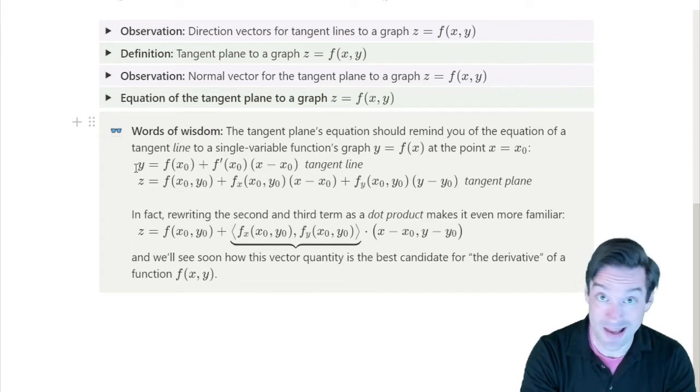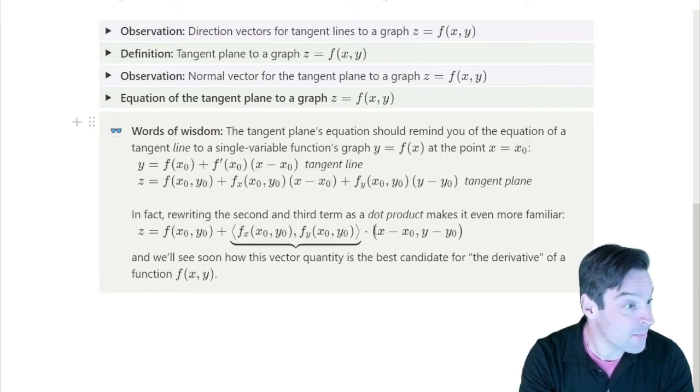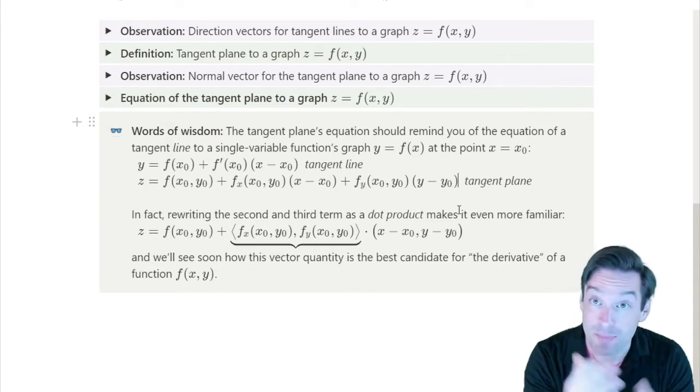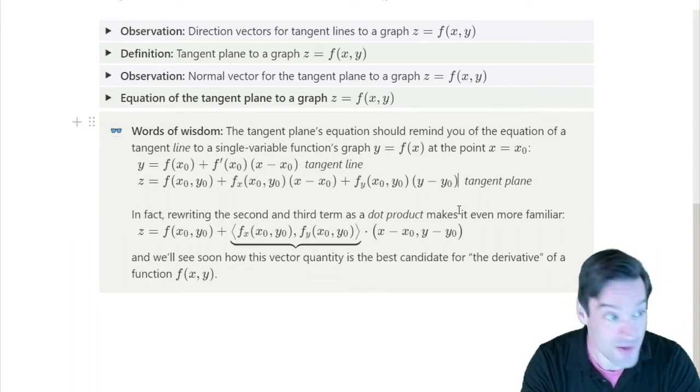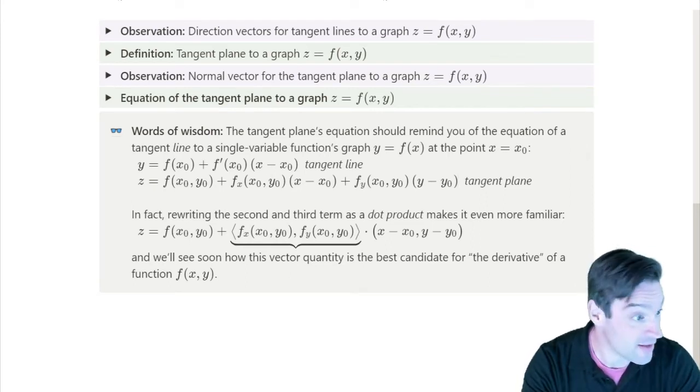There's something very satisfying about that formulation because it looks an awful lot like the equation for a tangent line in single variable calculus. It's the value of the function at the point in question plus something that looks like a derivative multiplied by something that looks like a displacement, x minus x naught. Just that multiplication is taking the form of a dot product in this example. So that's just a little preview of stuff that's going to come up in our next class and the class after that as well.